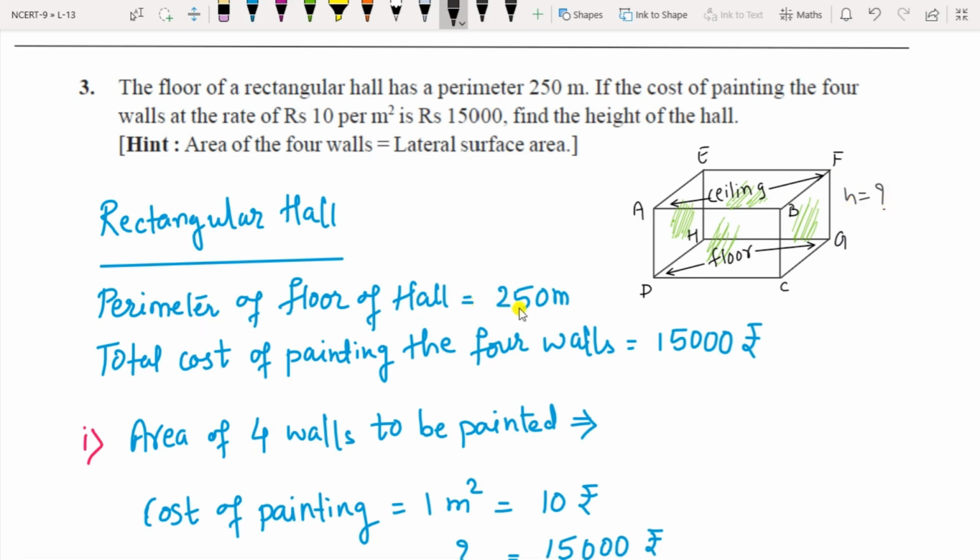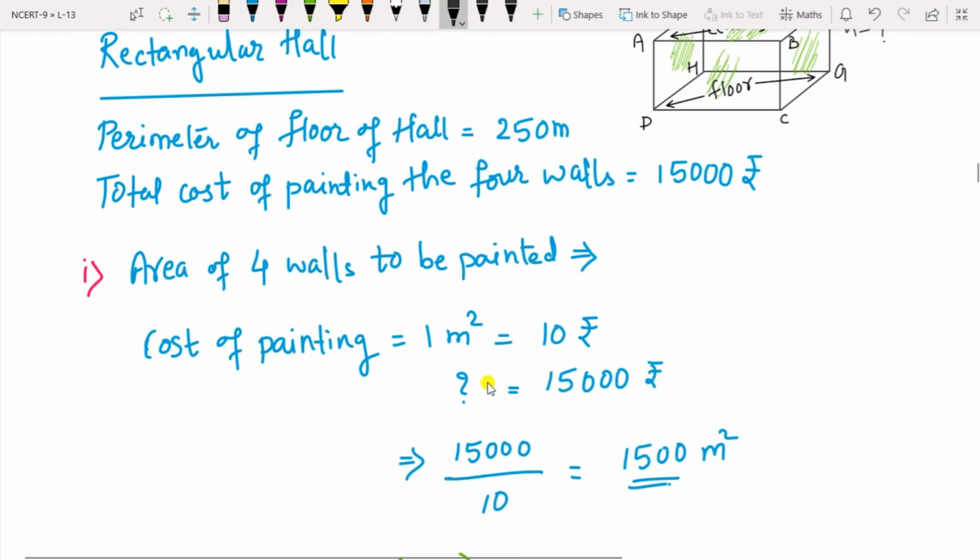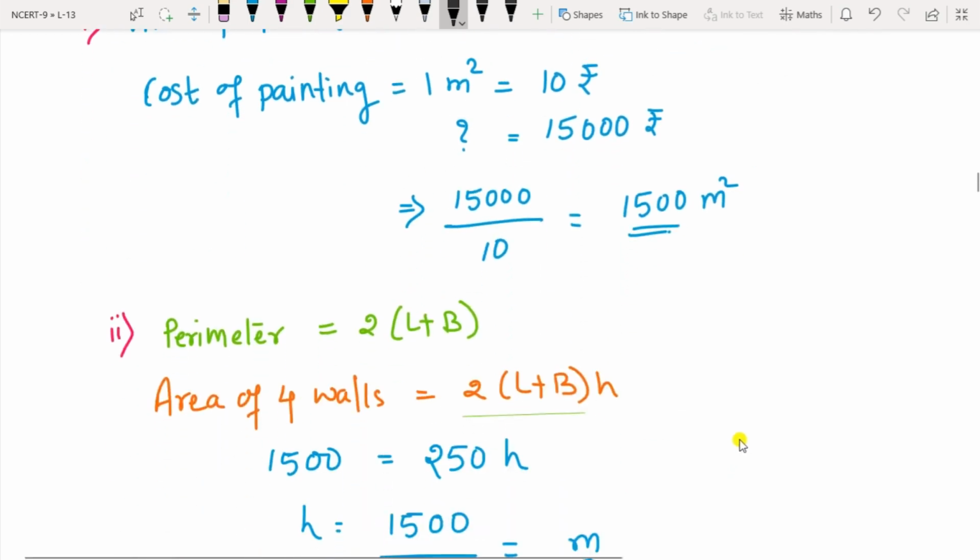The perimeter of the floor of the hall is given as 250 meter. So this is the floor, its perimeter has been given, and the total cost of painting is given as 15,000 rupees. So for the cost of painting, you need to first find the area of the 4 walls here. The cost of painting is 1 meter square is 10 rupees. So for 15,000 rupees, what will be the area here? Cross multiply, and you will get it as 1500 meters square.